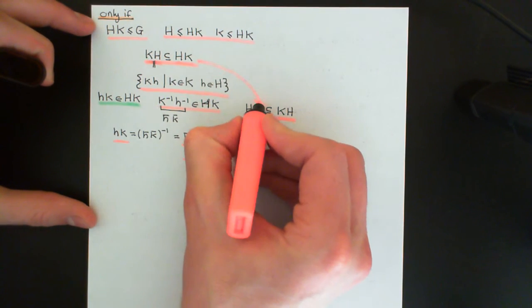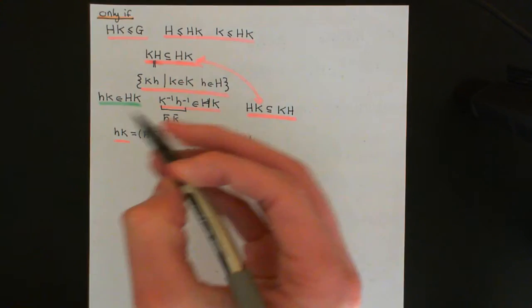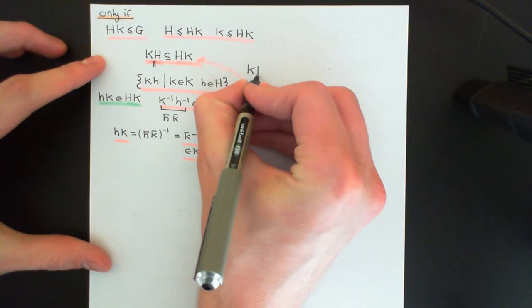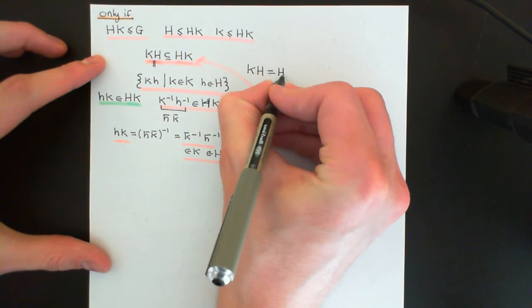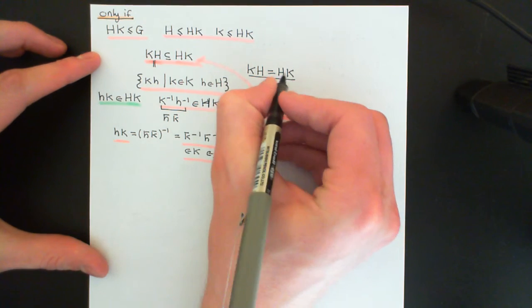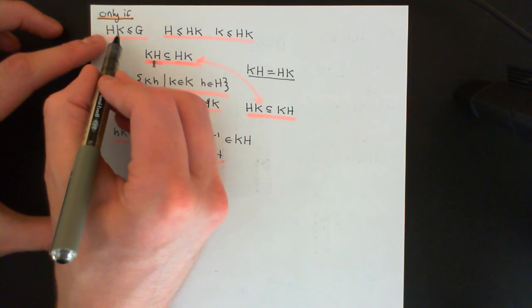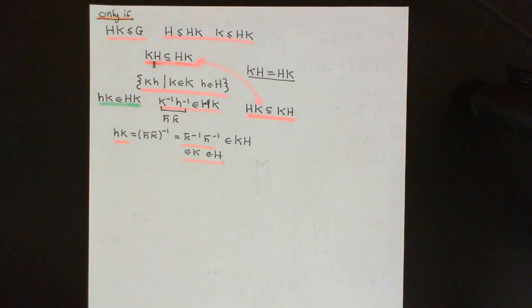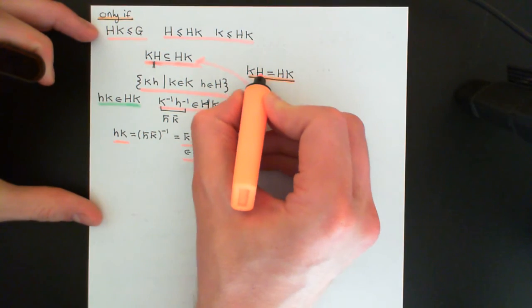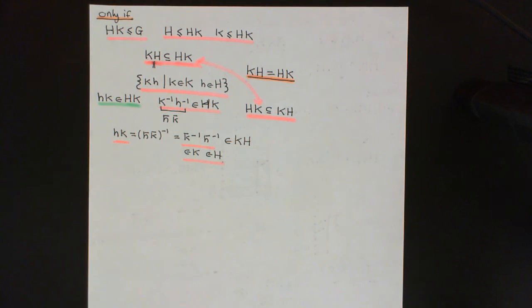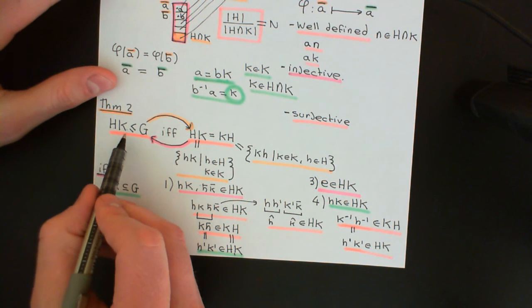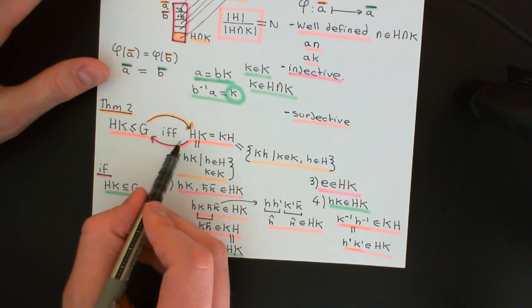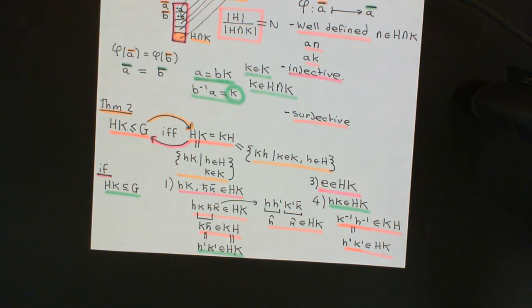Now both of these together obviously then implies that the product of K with H is equal to the product of H with K, which is exactly what we wanted to prove. If the product of H and K is a subgroup of G, you can instantly conclude that the product of H and K is equal to the product of K and H. So it is only if. So now we have proven theorem 2. The product of H and K is going to be a subgroup of G if and only if the product of H and K is equal as a set to the product of K and H.